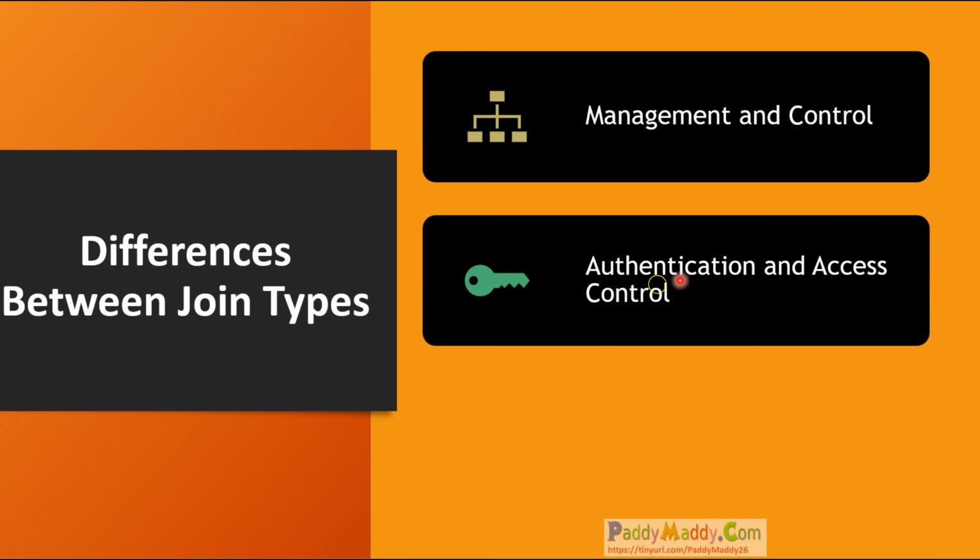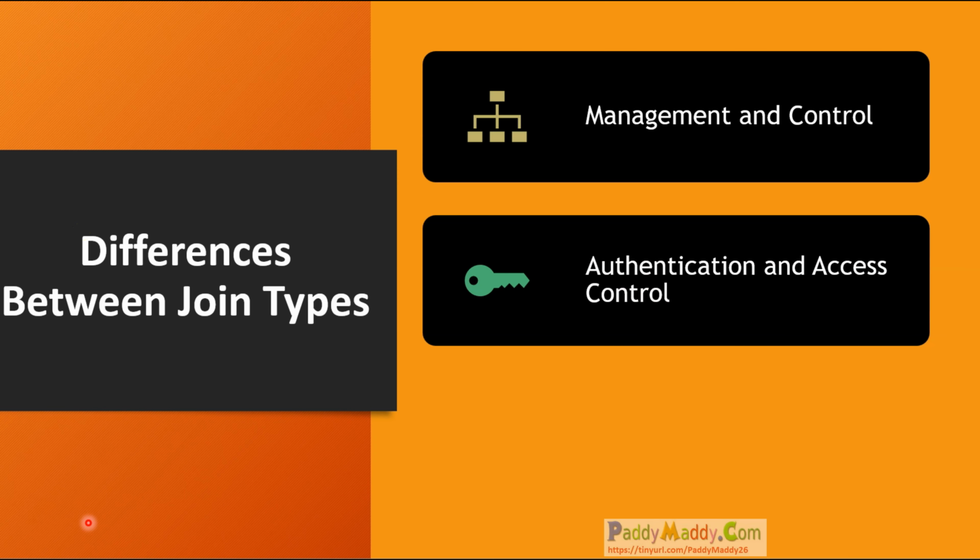And the next thing would be the authentication and access control point of view. Microsoft Entra joined and hybrid joined devices offer more advanced authentication capabilities compared with Microsoft Entra registered devices. These devices support features like single sign-on and conditional access policies, so that we can allow more granular control over the resources that are going to be accessed by these devices on different parameters or in different scenarios.